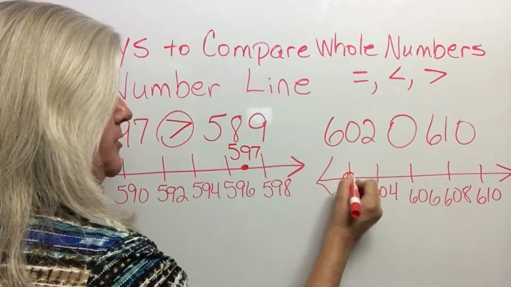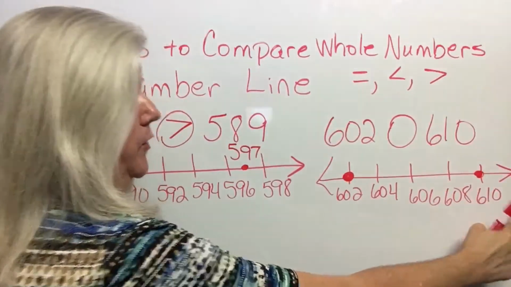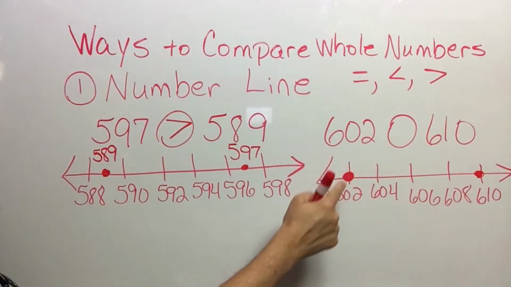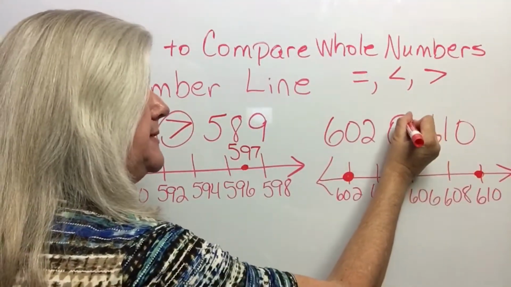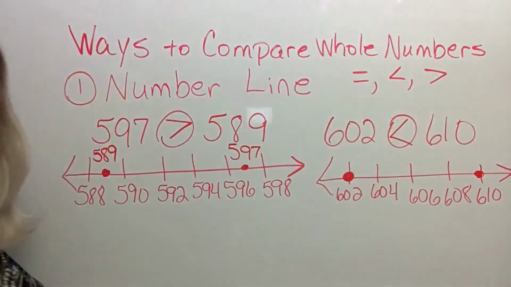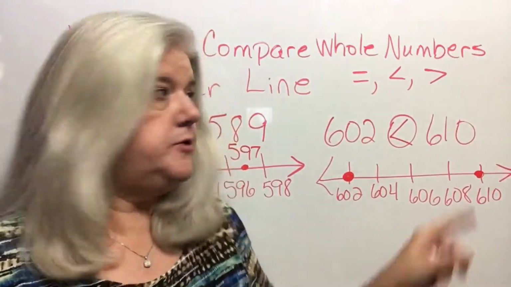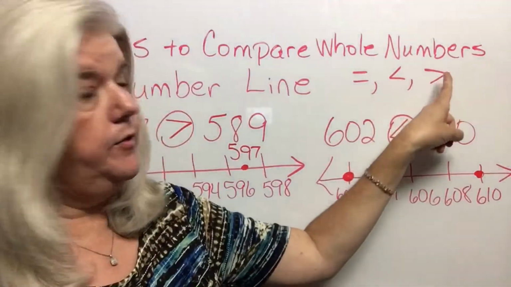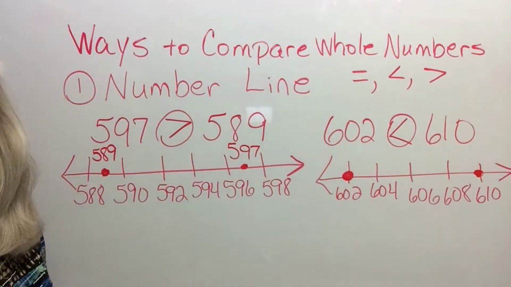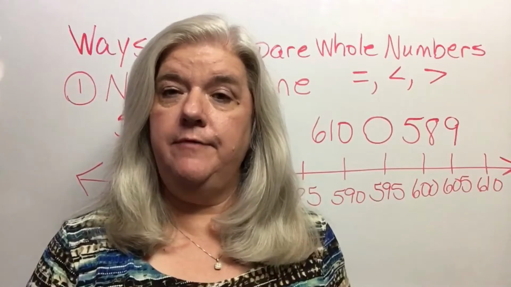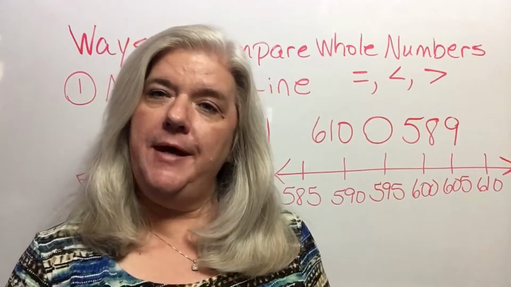Now let's look over here at 602 versus 610. Numbers to the right are greater than numbers to the left. Numbers to the left are less than numbers to the right. So this is less than. Again, you can think of it as an open mouth, but always remember you need to understand that this is a less than and a greater than sign. Okay, so study that so that you will understand that. Now I have two problems on the board that I would like for you to put in your math notebook and to work. Pause the video and come back and see if you got them correct.